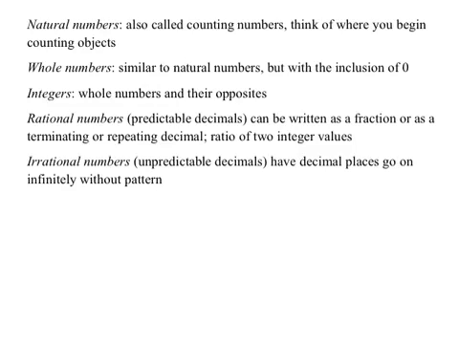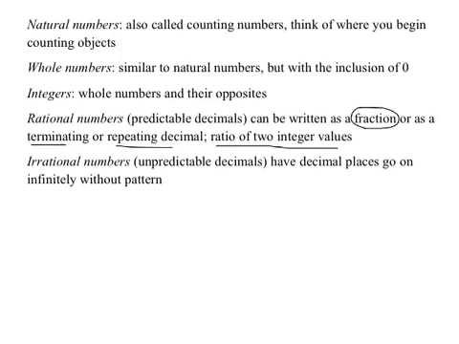Integers are really just the whole numbers and their opposites, so you have negative or positive values. Again, rational numbers are predictable. They can be written as a fraction or as a terminating or repeating decimal. And you could think of them as a ratio of two integers. Again, a ratio is the same way of thinking of it as a fraction.